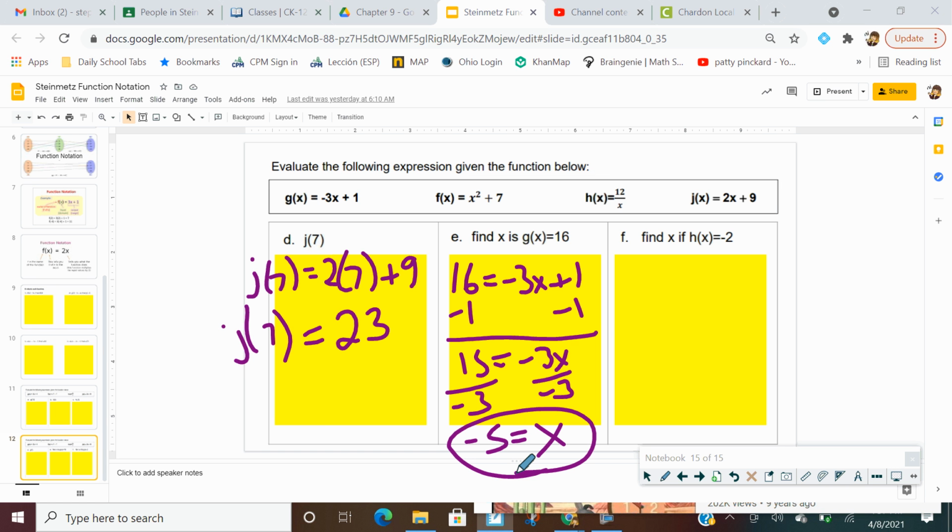And then F, find x if h of x equals negative 2. So that means that we have negative 2 over 1 equals 12 over x. So I'm going to cross multiply and get negative 2x equals 12. Divide by negative 2. So x equals negative 6.